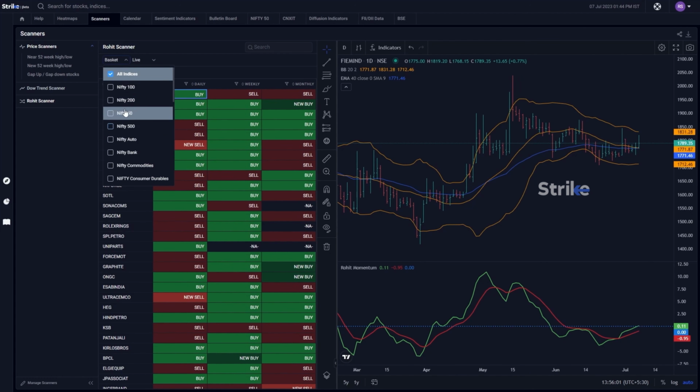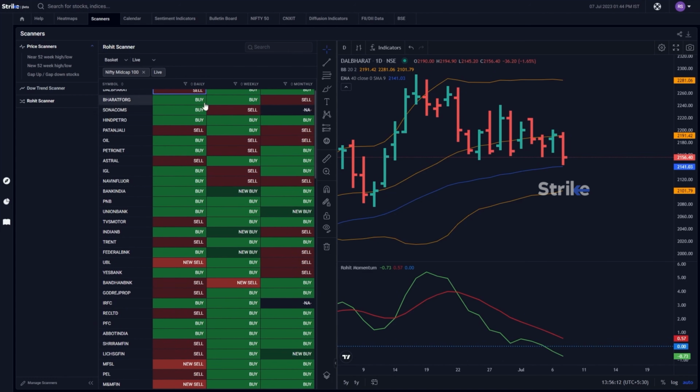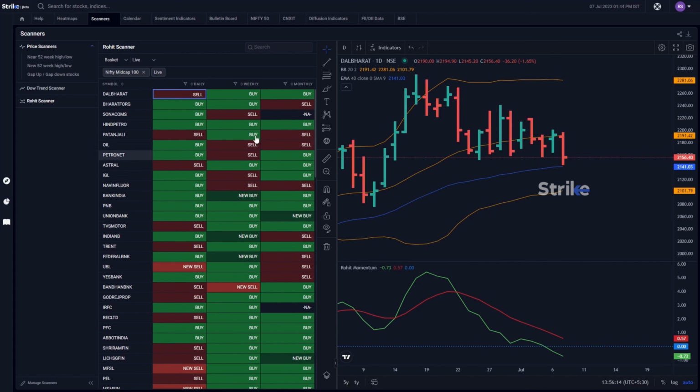You can choose what basket you want, whether it's the mid cap stocks or the large cap stocks. Whatever basket you choose, we can start drilling down on that. So let's say we choose mid cap. So mid cap 100 stocks show up here, and the signals across time frames show up for those stocks.